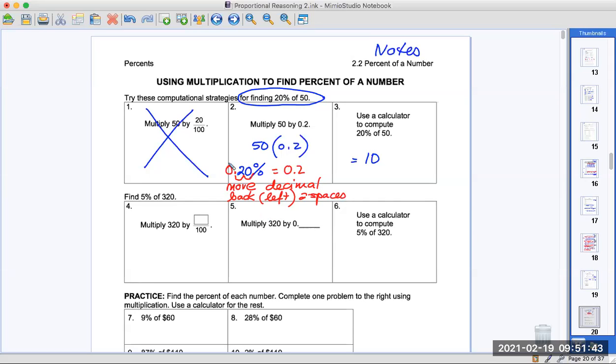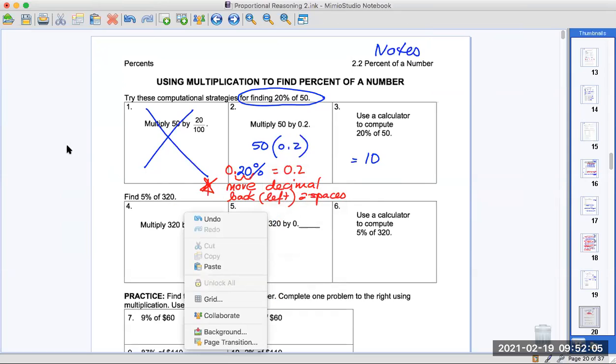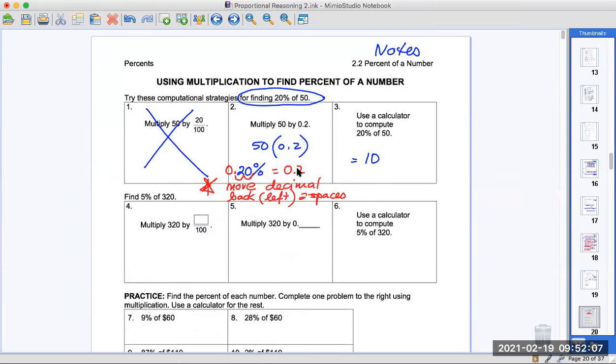Okay, sometimes you have to add zeros in front. If you don't have enough space, you add zeros and then you can move it, okay? So this is how you multiply if you want to find the percent. It's so simple, but you got to remember, you got to move your decimal back 2 spaces. Super important. Otherwise, guess what? It's not going to work. It's going to give you a much bigger number, okay? So we're skipping this.